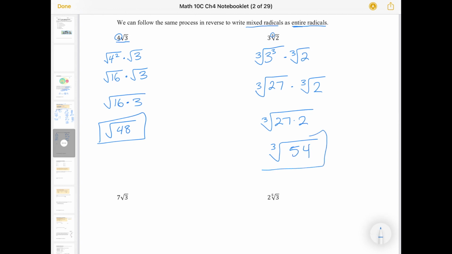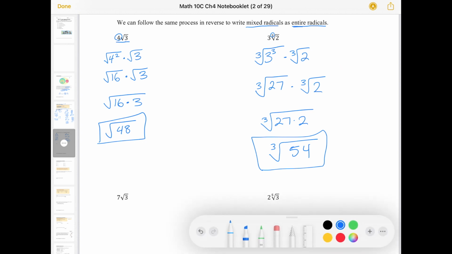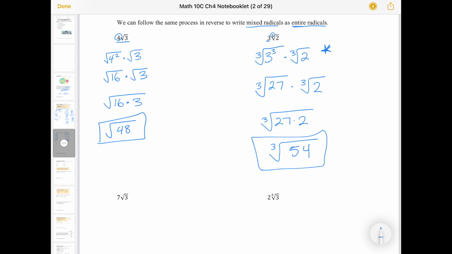Now, as you start getting more familiar with this process, I'm okay if you start skipping some of these steps. But I do, at the very least, want to see this first step here, where you are writing the number outside as the cubed root of 3 cubed, square root of 4 squared, etc. You're showing that step where you're making it as the radical. That's a really important step, and I need to see that in your work.